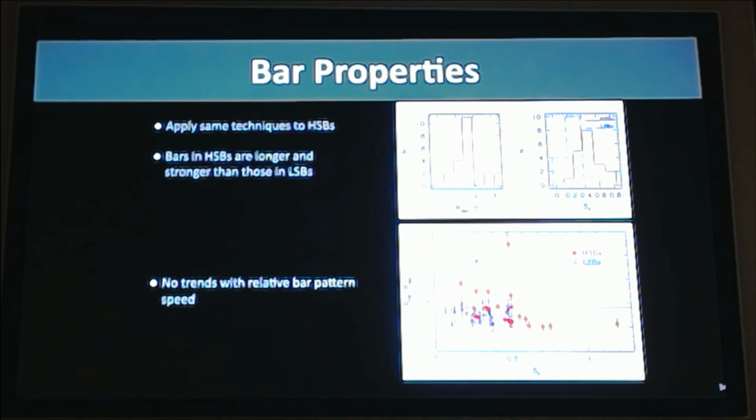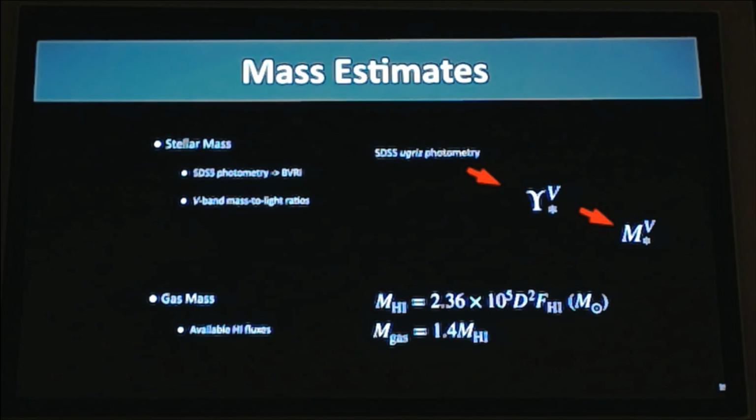We do find, though, that there is a continuum, at least in bar strength, that bars in LSBs tend to be weaker than those in HSBs. So now that we have bar properties, we'd also like to obtain masses to see if there are any trends with mass. To do that, we use Sloan available photometry, so this is their magnitudes, disk scale lengths, things like that, to convert into the Johnson system outright. This is because V-band mass to light ratios tend to be more accurate and give you less scatter for your stellar mass estimate.